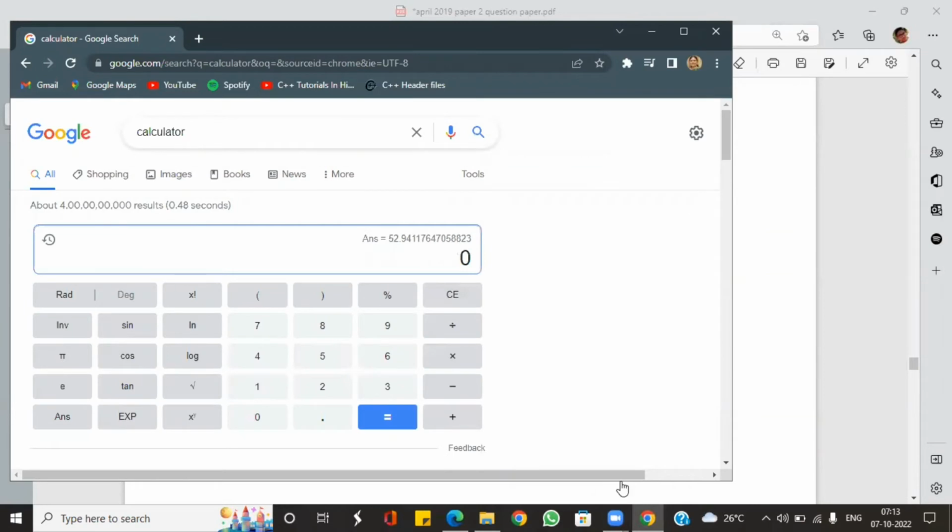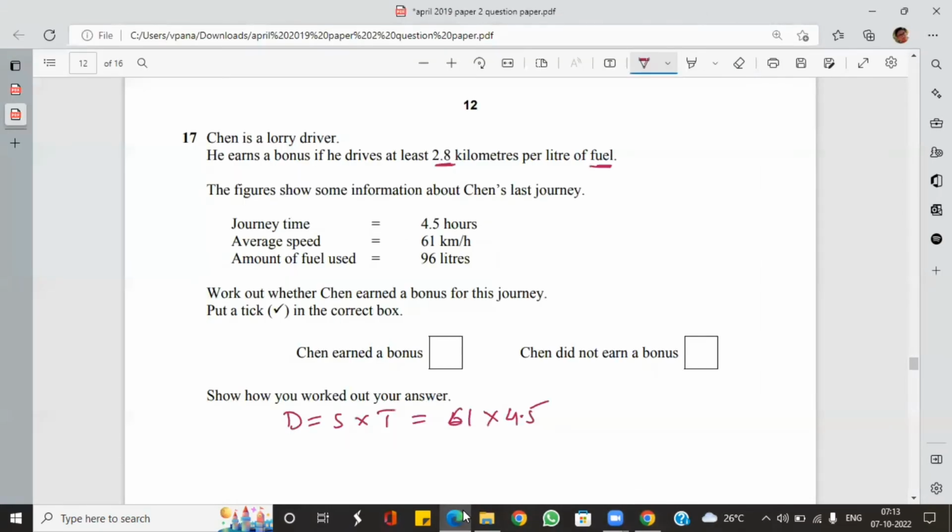Let us do it. 61 times 4.5, which we get as 274.5 kilometers. So he has covered 274.5 kilometers. And the amount of fuel he has used is 96 liters. So let us see in 1 liter how much he has traveled.